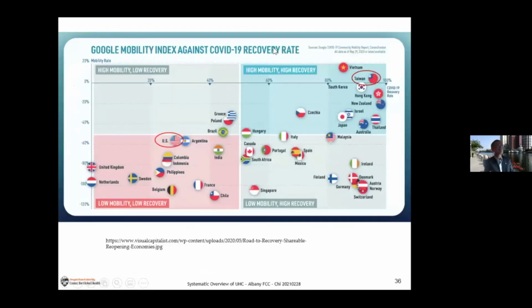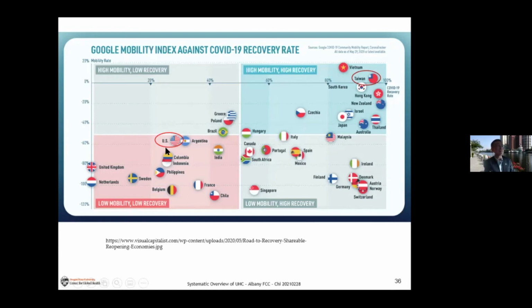And this is the latest statistic from the Google big data, because Google can track the users, how mobile they are, their geographical information. So the upper right corner is high mobility, high recovery. So Taiwan, Vietnam is right here.